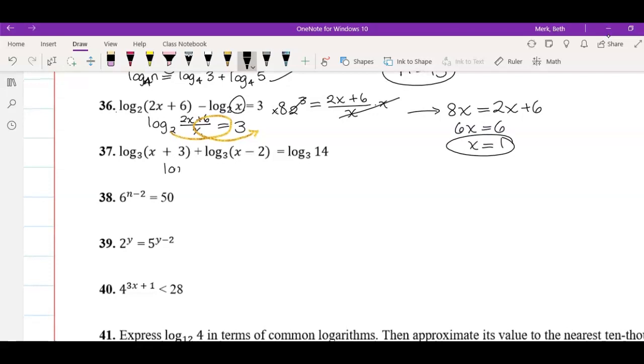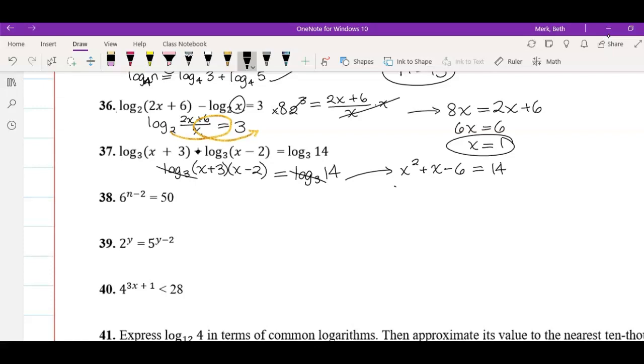Condensing our logs on 37, we have the log base 3 of x plus 3 times x minus 2. We're multiplying them because there was an addition sign. And I'm not doing anything to the right side. I can eliminate the word log base 3 and set just these components equal to one another, which when I multiply means I have x squared plus x minus 6 equal to 14.